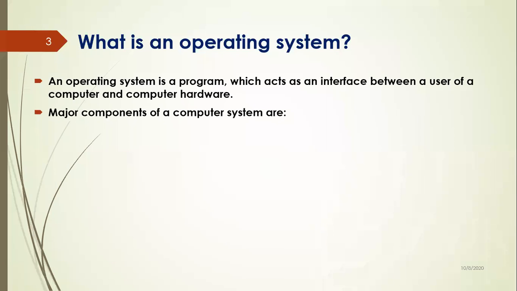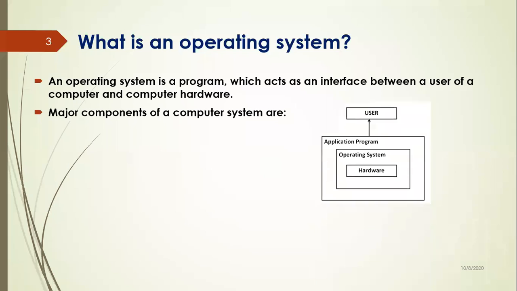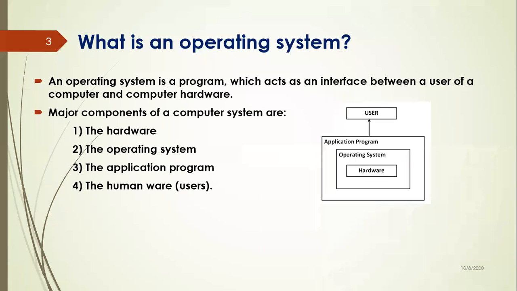Now, the major components of the computer system are, first, the user of that system. Inside that computer, at the bottom, hardware. Above that hardware, operating system is there, and then application programs are there. In hardware, we can say that all input output devices and memory devices come under this hardware part. Operating system is the program which is going to handle and operate this hardware system, and then application programs are there.